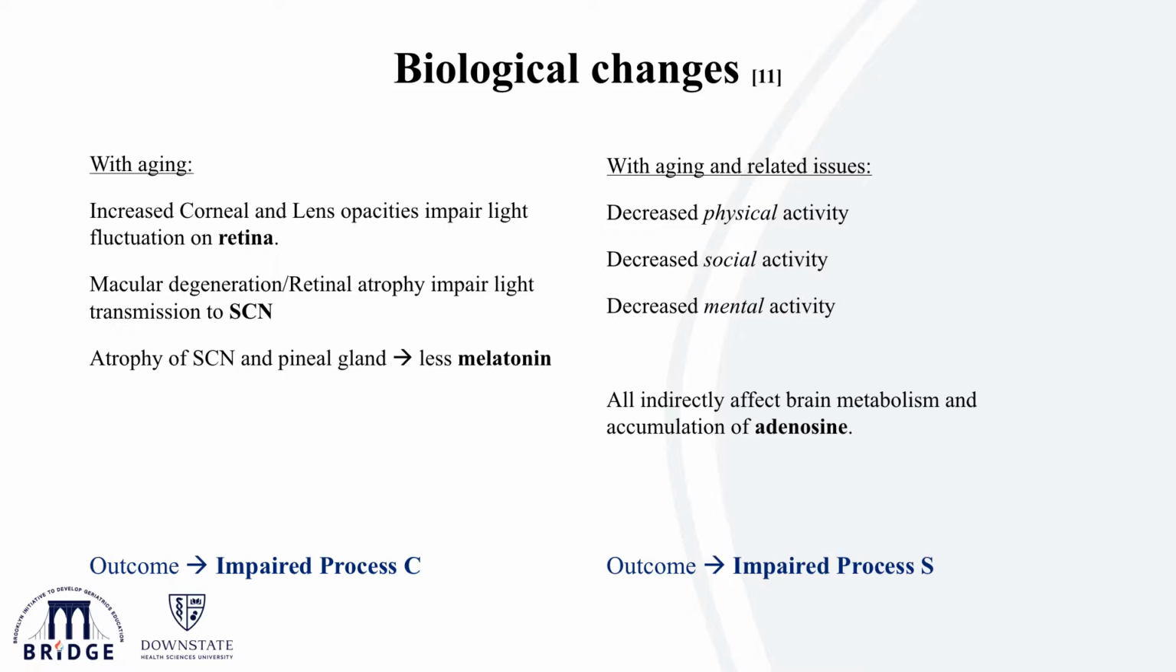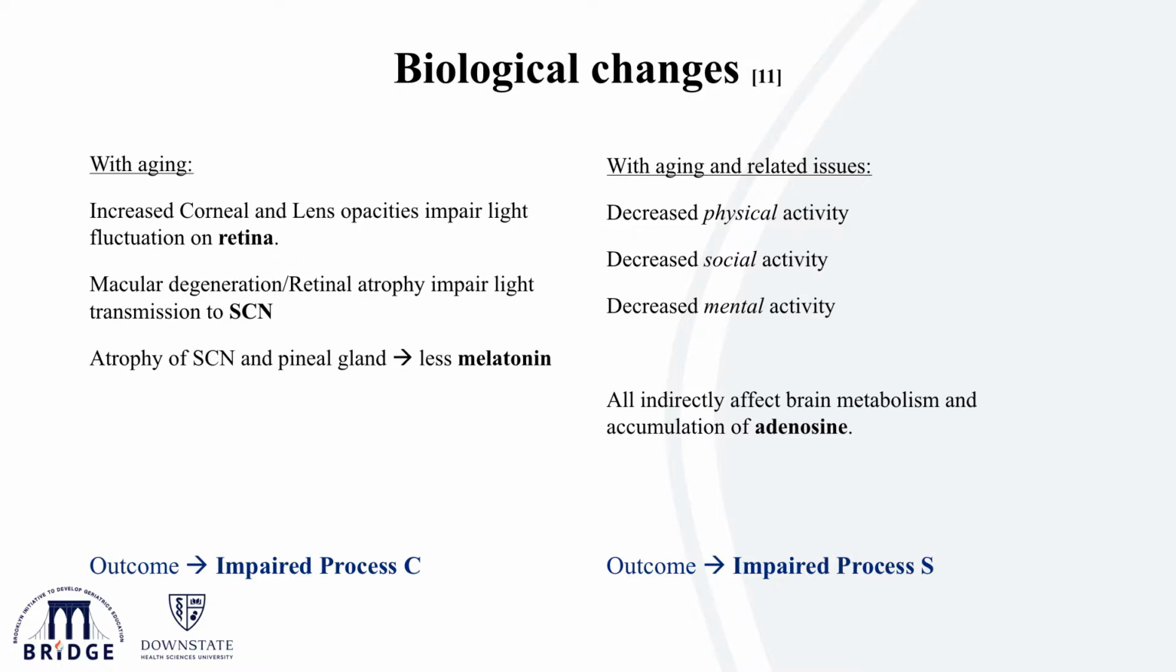So with aging, there are increased corneal and lens opacities, which impair the light and dark perception of the retina. This in turn weakens the signal that goes to the suprachiasmatic nucleus, and with some atrophy in brain structures, you end up with less melatonin released in your brain. The outcome is impaired process C.